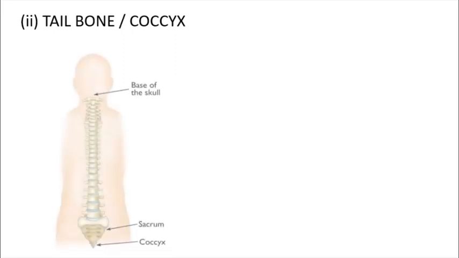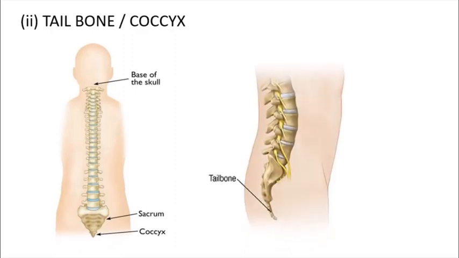Next is the tailbone or coccyx. Now children, it is believed that our ancestors had a tail, but the tail degenerated with evolution. We have a remnant of that tail, called the tailbone or the coccyx, in our body.